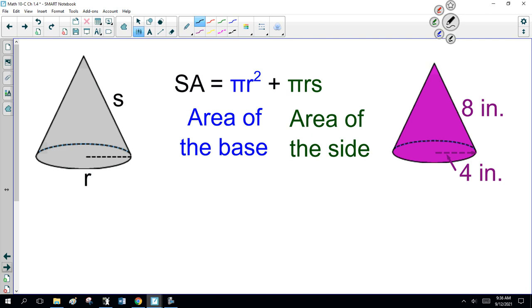Now, for a cone, surface area is pi r squared plus pi rs. Pi r squared you should recognize as the area of the base. The area of the side is pi rs, where this is a slant height s. Side or slant height s. Okay? So let's get going.